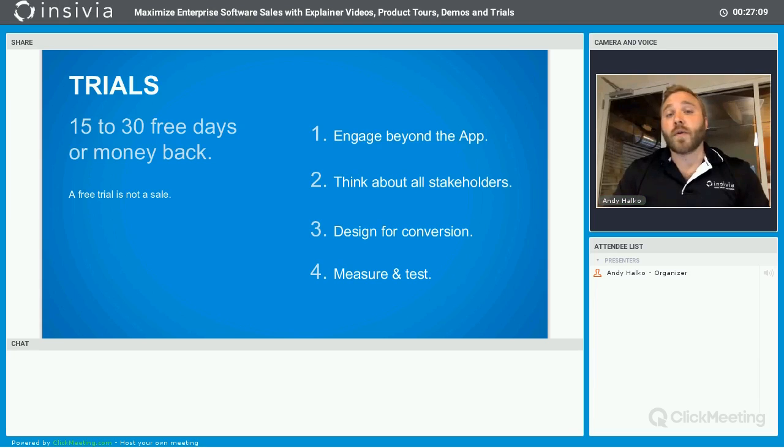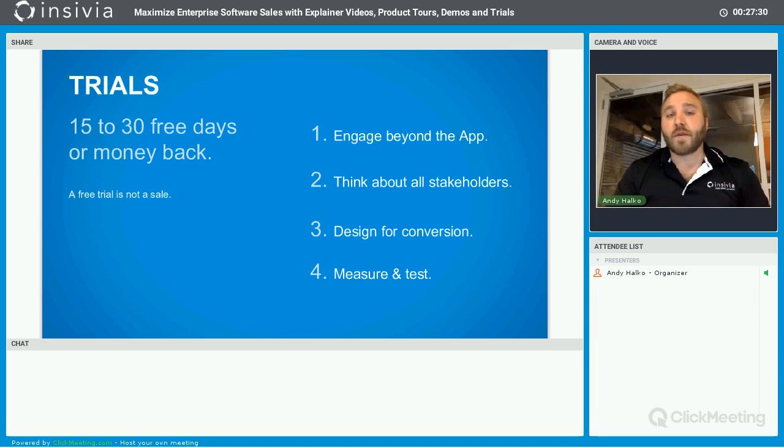Two, you have to think about all stakeholders. Someone in an organization might trial software, but they may not be the decision maker. How do you make sure that your trial and that engagement process includes other stakeholders that need to make decisions or need to buy in to the trial that someone in the organization is doing?